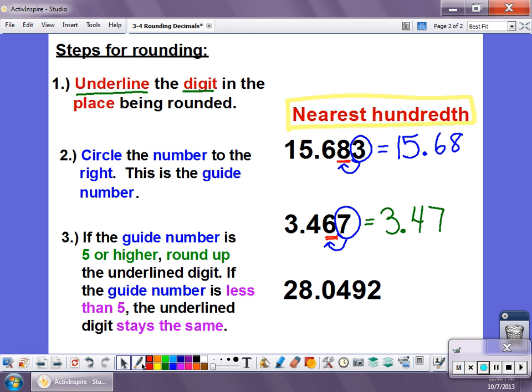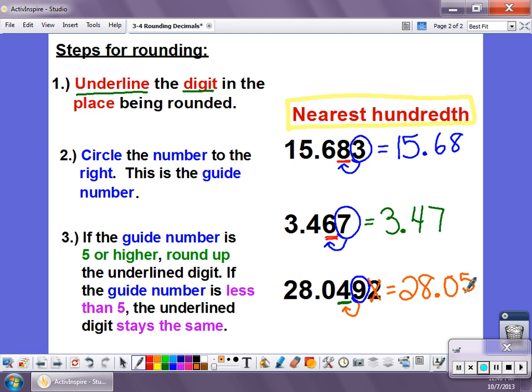Okay, one last example. Underline the number in your hundredths place. Circle the number to the right of it. Anything past that, we're not going to pay attention to. This 9 is going to determine what happens here. Since this 9 is 5 or above, this 4 is going to round up, and we're going to get 28.05.